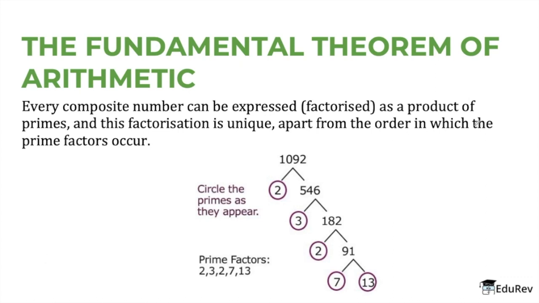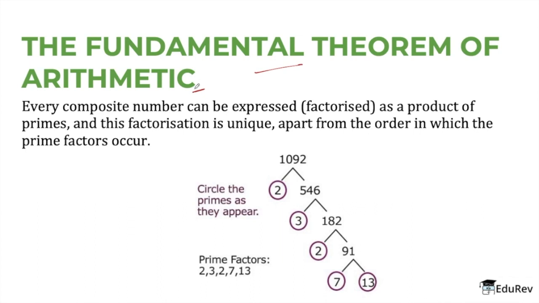Alright, so let's understand what the fundamental theorem of arithmetic is. The fundamental theorem of arithmetic states that every composite number can be expressed, or I would say factorized, as a product of primes, and this factorization should be unique apart from the order in which the prime factors occur. Now the thing is that this is one of the easiest concepts ever, and you have done this, I would say, a billion times before. So what is this? Let's understand.